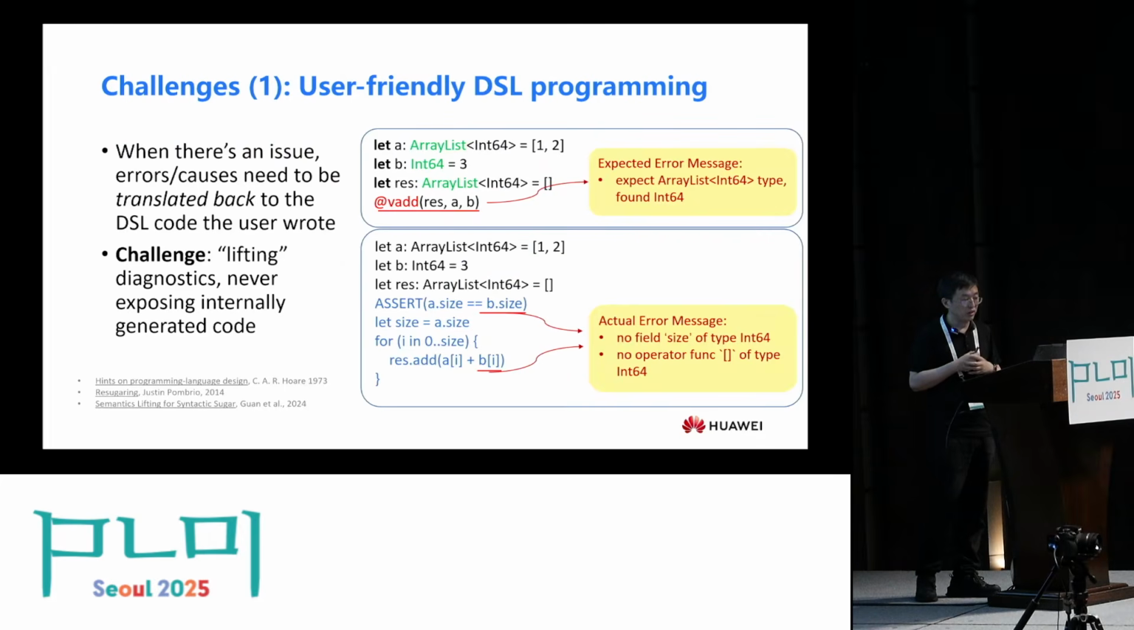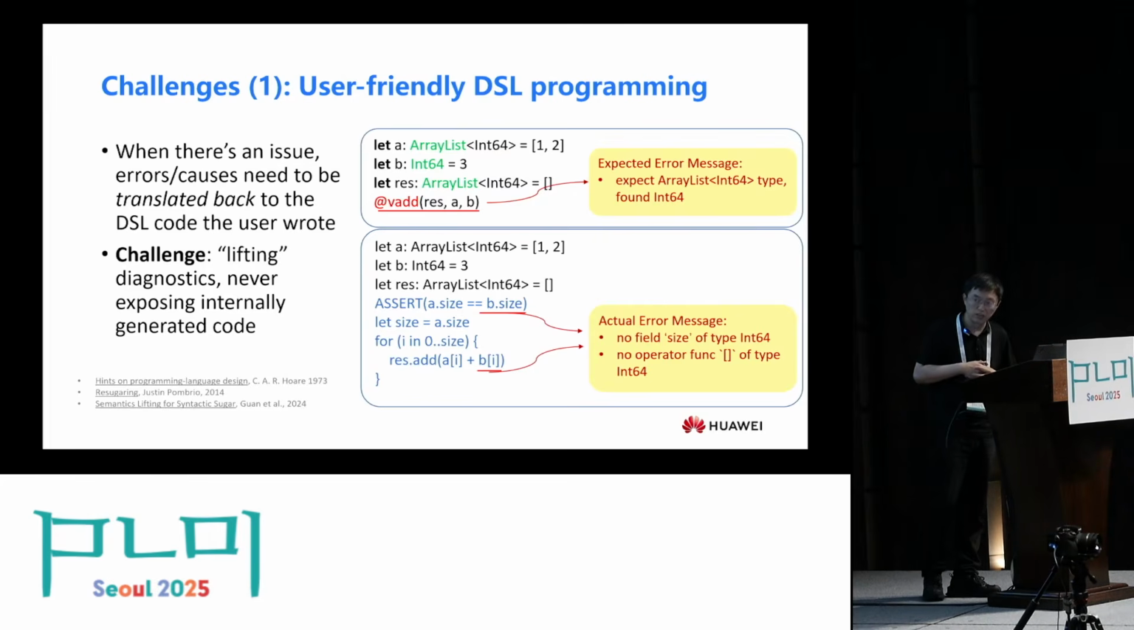Another issue, which is also well known for people working on metaprogramming, is that we want to lift these error messages generated by the compiler for this general purpose host language to the specific domains. So in this example, this is a very simple example. The code on the top is trying to do some addition of vectors. So A and B are supposed to be arrays.